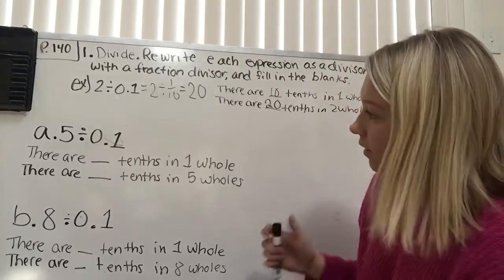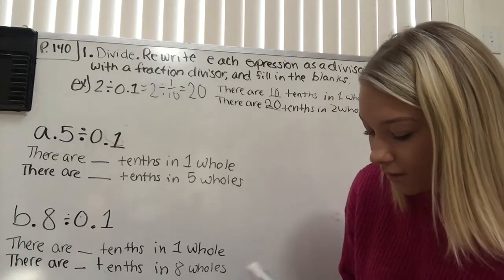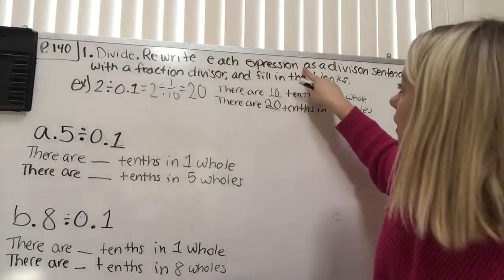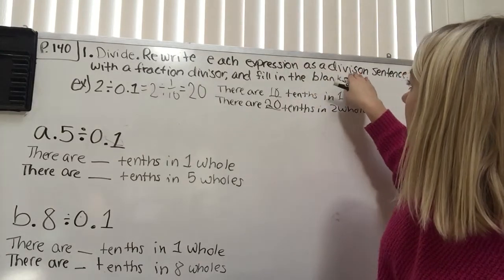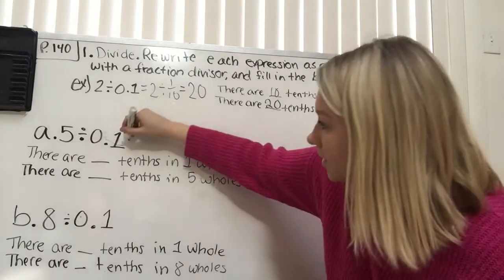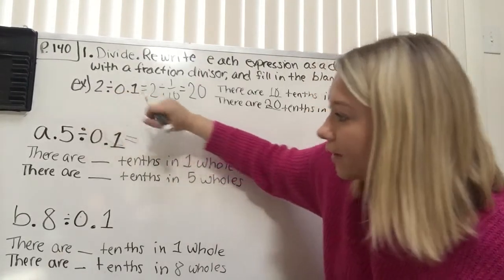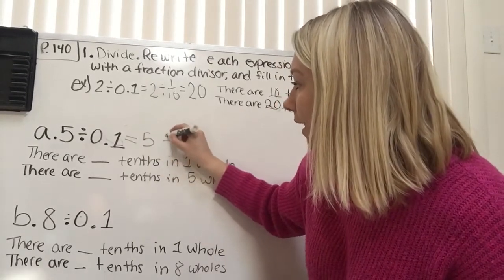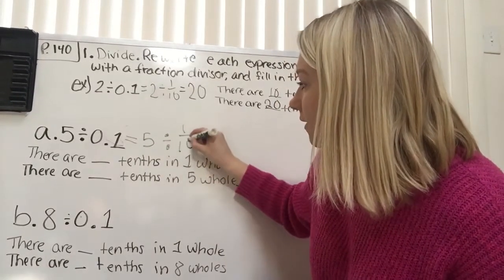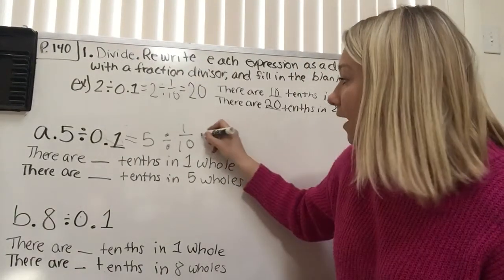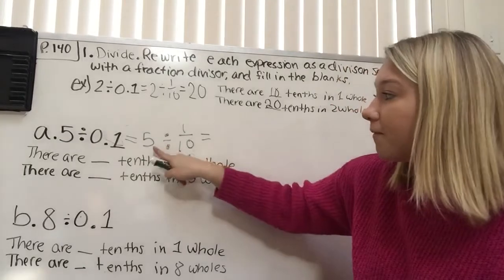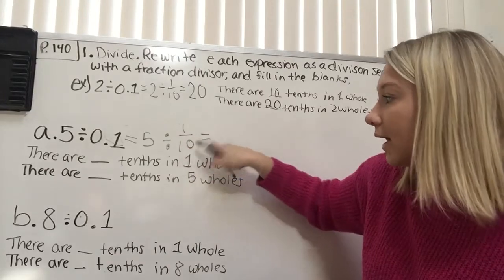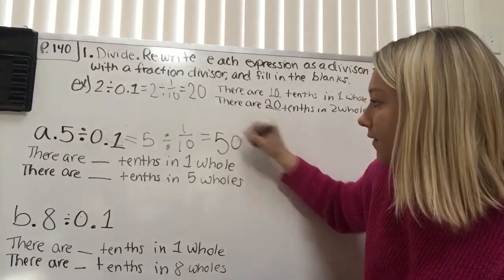And so now, let's move on to the first one we're going to do by ourselves. We need to first start off and rewrite each expression as a fraction. So here we have 5 divided by 0.1. So we're going to rewrite it as 5 divided by 1/10. So now we have it in fraction form. And I know that is going to equal, well, 5, we're going to change, and then we're going to flip. So that would be 5 times 10, and I know 5 times 10 is 50.